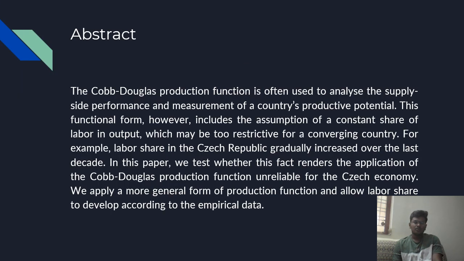So coming to the abstract, the Cobb-Douglas production function is often used to analyze the supply side performance and as a measurement of a country's productive potential. This functional form, however, includes the assumption of a constant share of labor in output, which may be too restrictive for a converging country. For example, labor share in the Czech Republic gradually increased over the last decade.